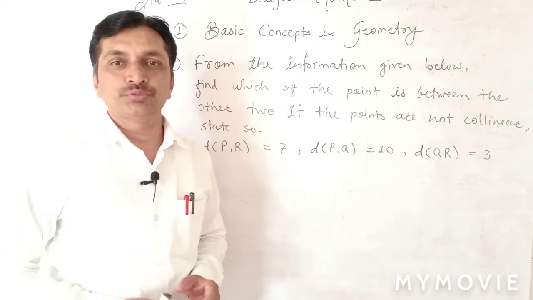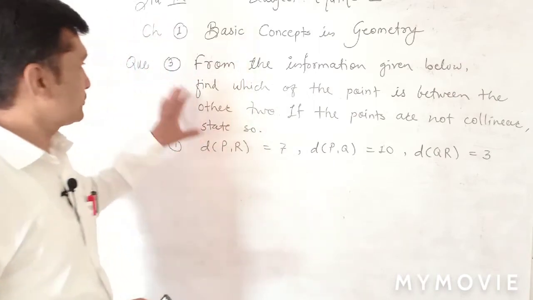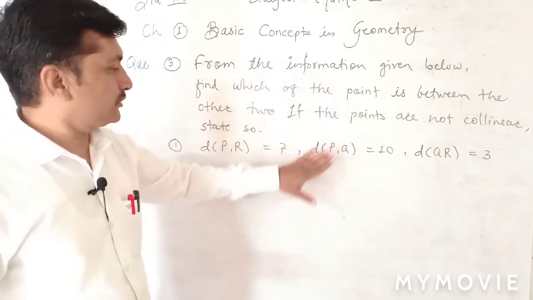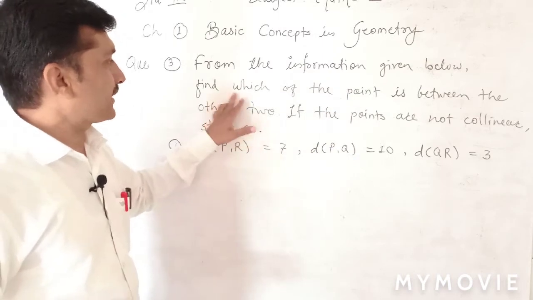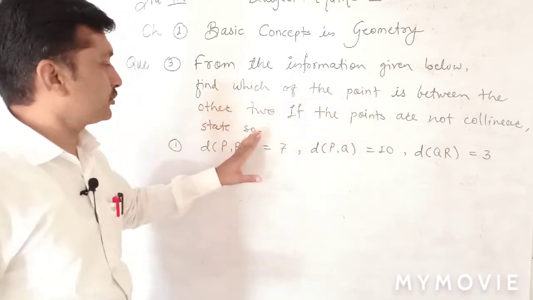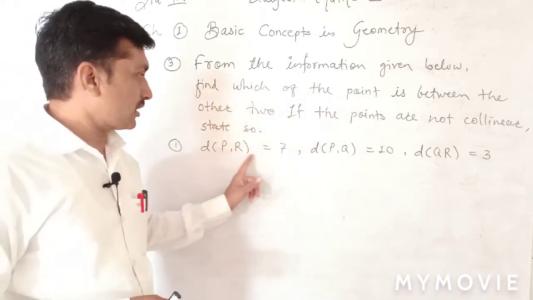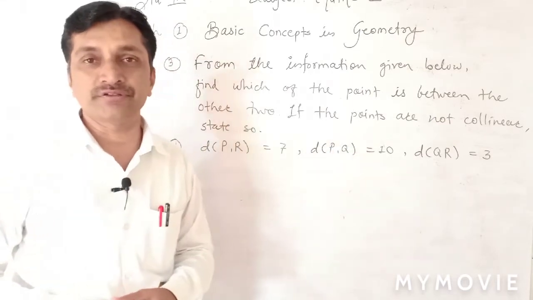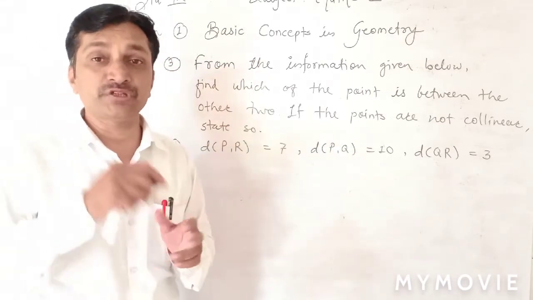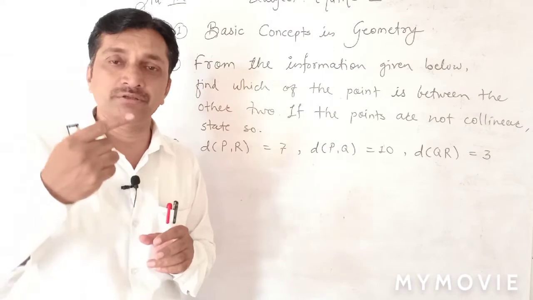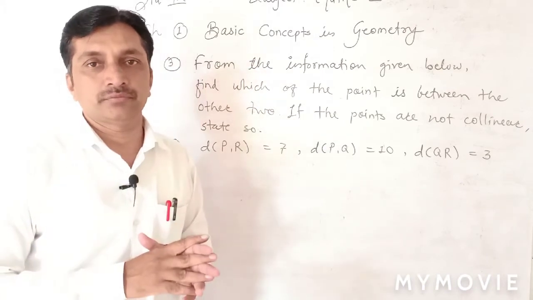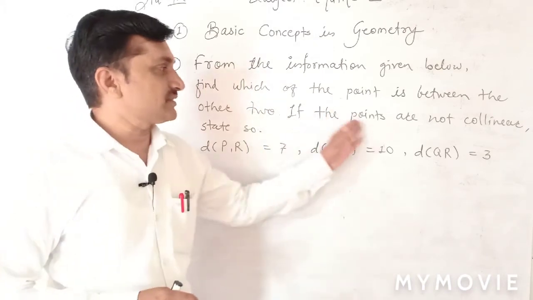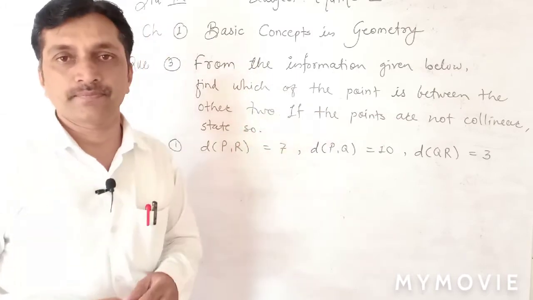After question number 2, question number 3. Question number 3 is from the information given below. Find which of the points is between the other two. Here are 3 points, P, Q, R. We have to find out which out of the 3 is in between. If points are not collinear, state so.